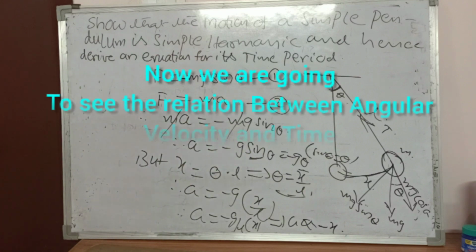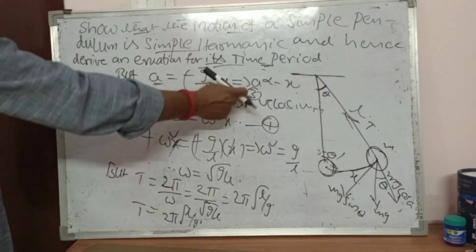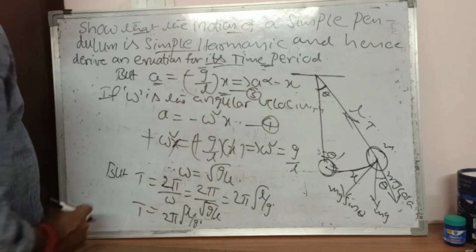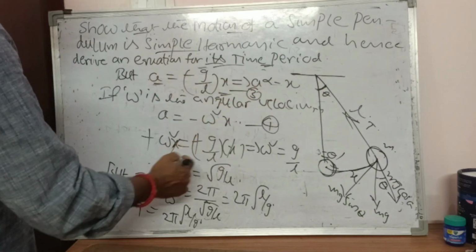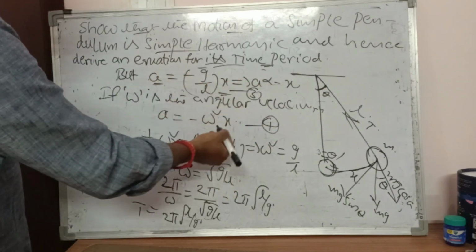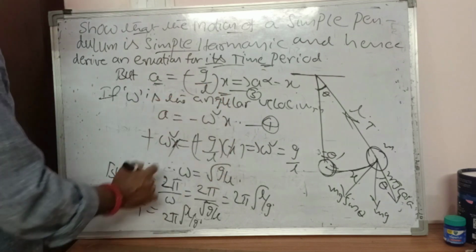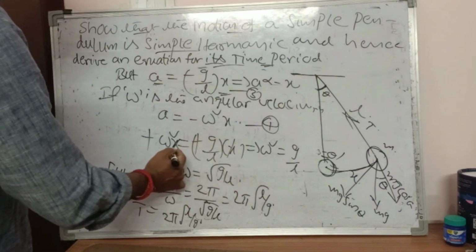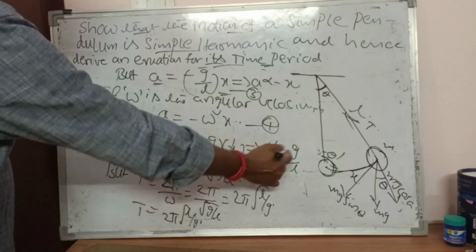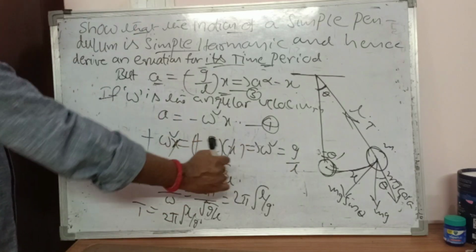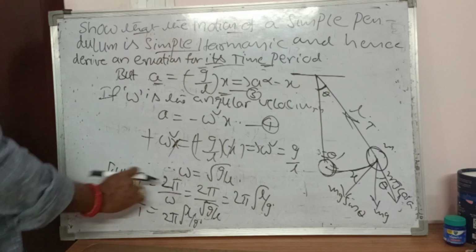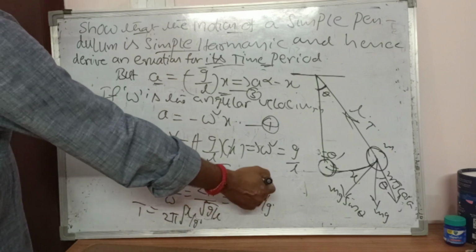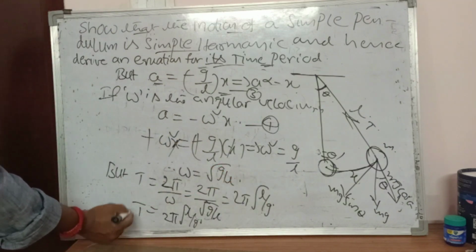If omega is the angular velocity of the bob, then its acceleration a is equal to minus omega square x. But from the above two equations, minus omega square x is equal to minus g by L into x. On getting x and minus cancel both sides, omega square is equal to g by L. That implies omega is equal to under root g by L. But time period T is equal to 2 pi by omega. That is equal to 2 pi by root of g by L. That is equal to 2 pi into root of L by g. Therefore, time period T is equal to 2 pi into root of L by g.